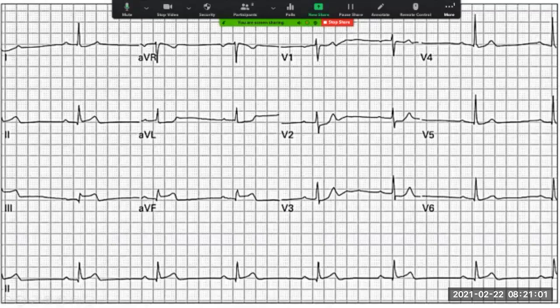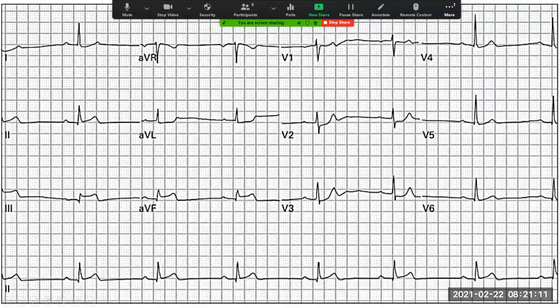The P wave looks normal. Let's look at the PR interval. We said normal is between 2 and 4 small squares. So we've got here 1, 2, 3, 4, 5, 6. So what have we got? We've got an extended PR interval.